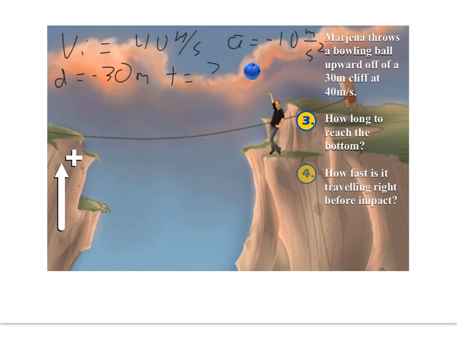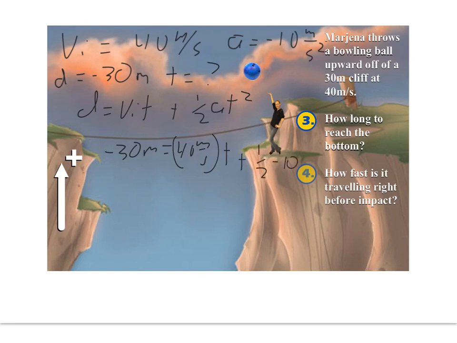So to solve, we're going to use ultra mega equation number 2, d is equal to v_i t plus 1 half a t squared. When we substitute, we're looking for the time when the ball is 30 meters below where it was thrown, where it's thrown upwards at 40 meters per second. And the reason it wound up down there is because of good old gravity. So I end up with negative 30 is equal to 40 meters per second times time plus 1 half times negative 10 meters per second squared times t squared.